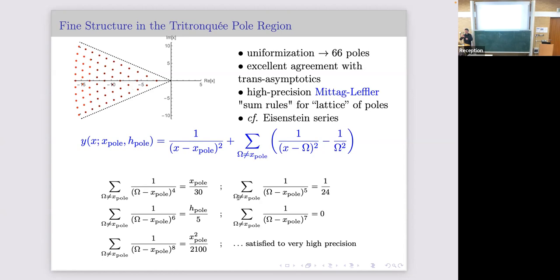All these nonlinear relations. It's different. If it's a regular lattice, you can just prove this much more easily. Here it's not a regular lattice. This is analogous to Eisenstein series. And you can check the connection.